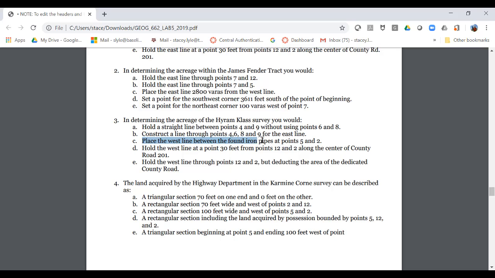Place the west line between the iron pins found at 5 and 2. Again, 5 is not our corner. We're going to the corner of 12. All right. Hold the west line at a point 30 feet from 12 and 2.